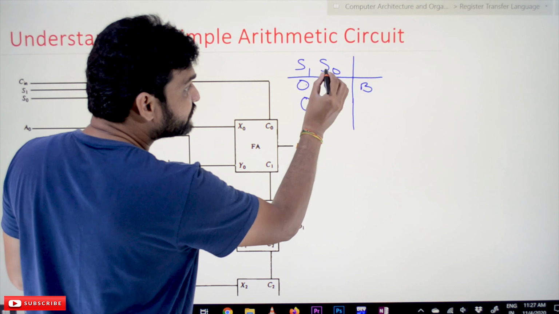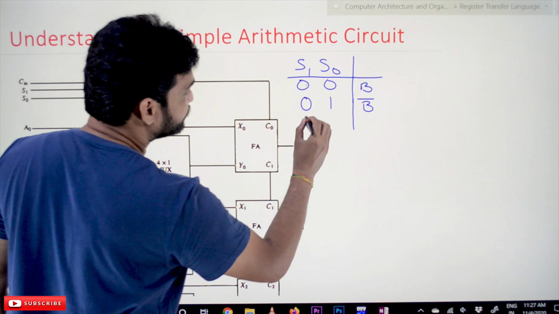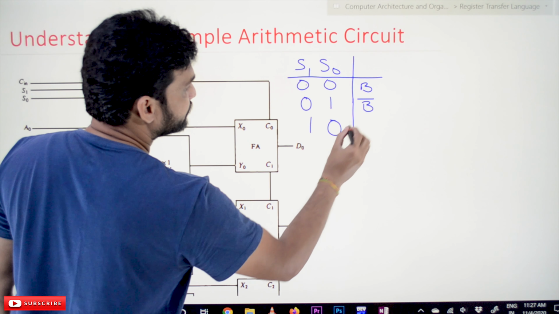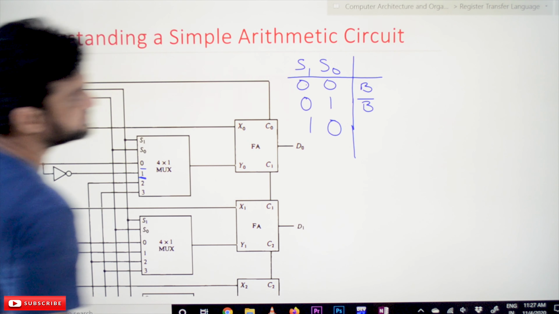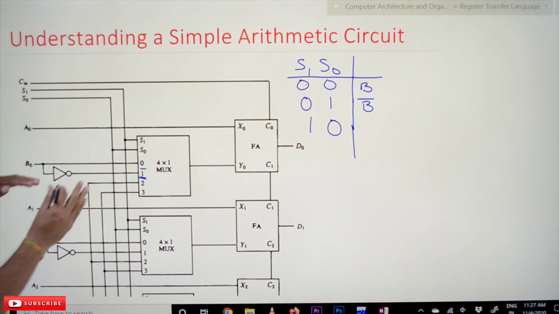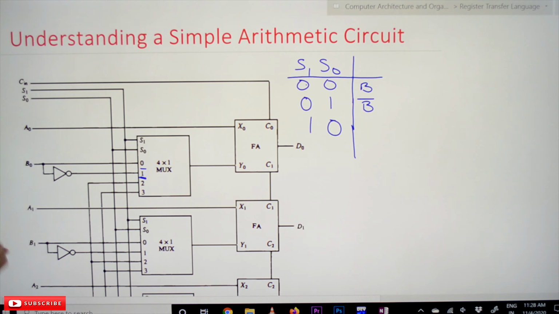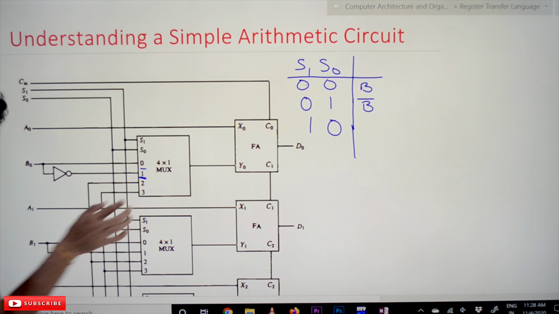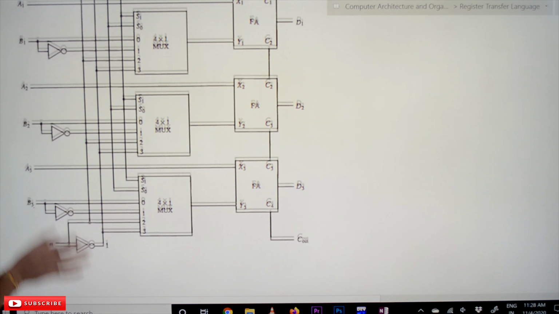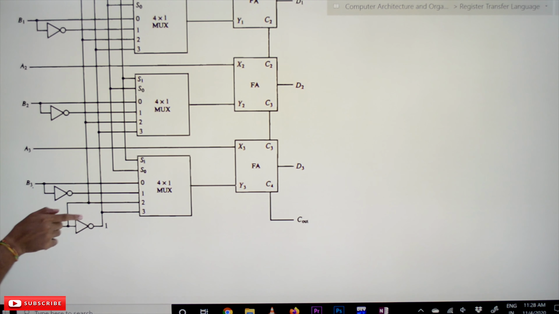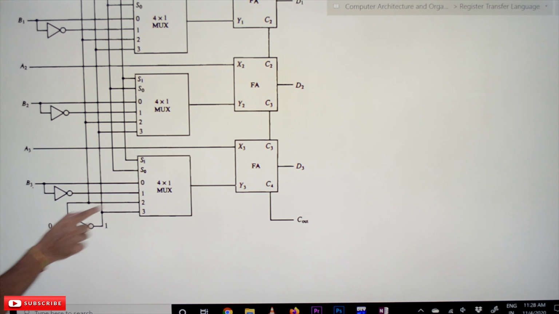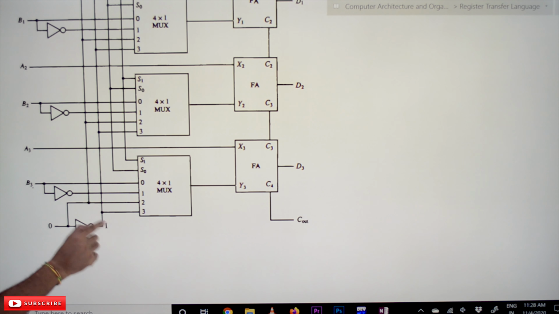Similarly, whenever the value of S0 and S1 is 0, 1, what is the output that it is going to generate? What is the value that input line 2 is connected to? The input line 2 is connected to 0. See here, the input line 2 is connected to 0. All the input lines 2 are connected to 0, and all the input lines 3 are connected to 1.